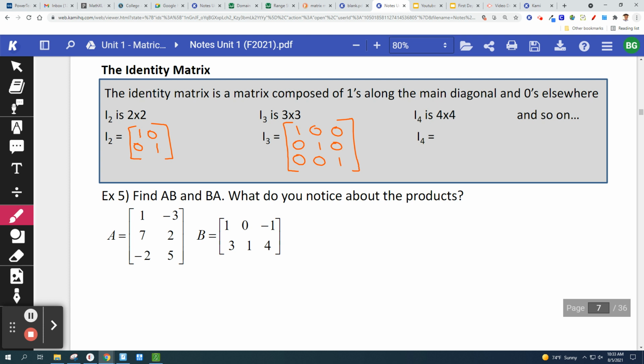Okay, sort of. I4: 1, 0, 0, 0; 0, 1, 0, 0; 0, 0, 1, 0; 0, 0, 0, 1. We've got 1s along the main diagonal and 0s everywhere else. That's I4. And so on. If I asked you to draw I5, would you be able to? It's just a 5 by 5, with 1s along the diagonal and 0s everywhere else. That identity comes up a lot.